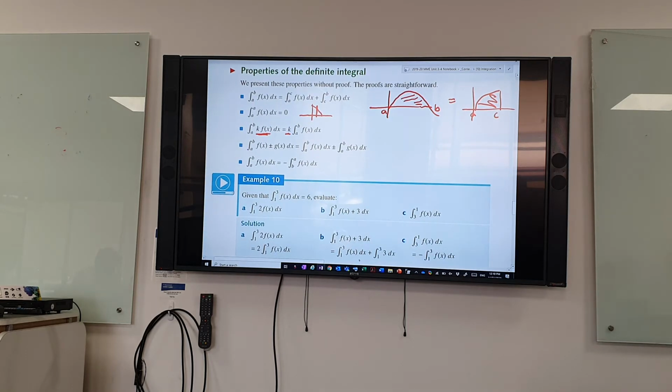This one's a really, really useful one as well. If you're adding 2 separate functions, and I'll do a proper example with you, you can add them together by using integration. We'll do an example of that, that's what it's saying.